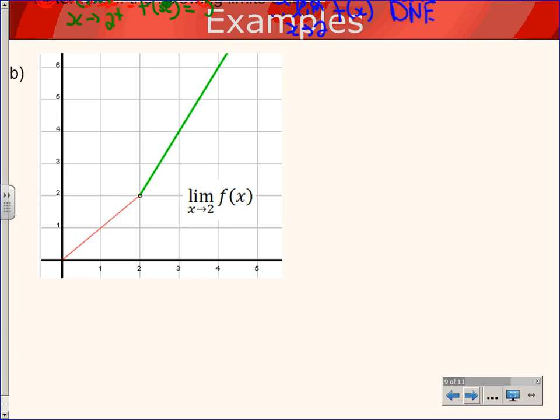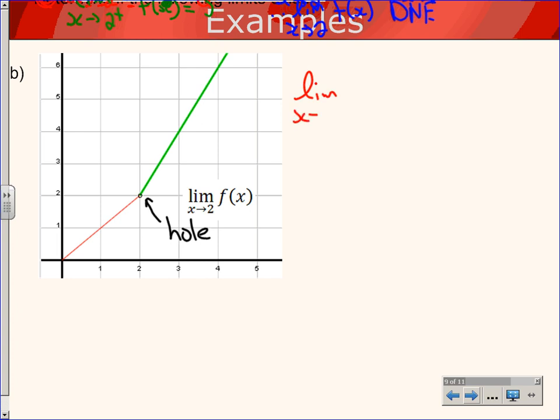Okay, something to notice there. It's a little hard to see. I've got a little open circle. That's a hole. So do you remember what a hole is? That means right there is no point. Okay, right at (2, 2), no point exists. Okay, does that impact things?